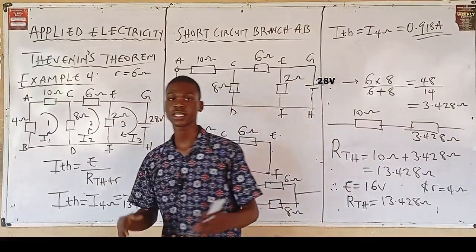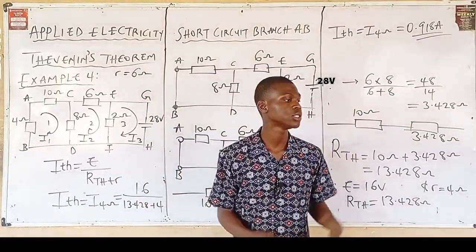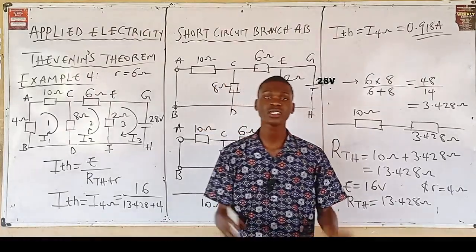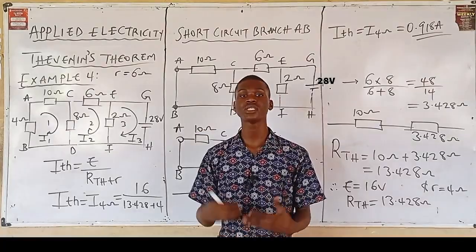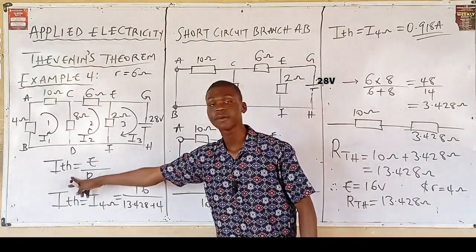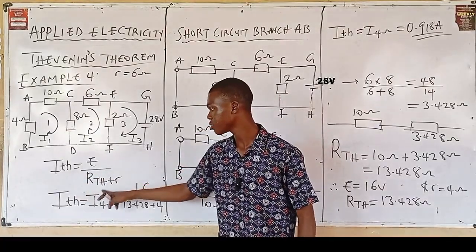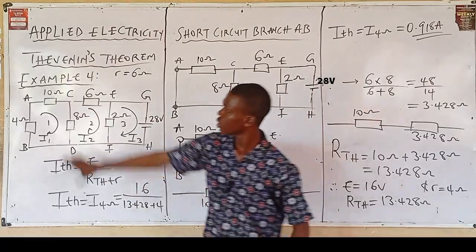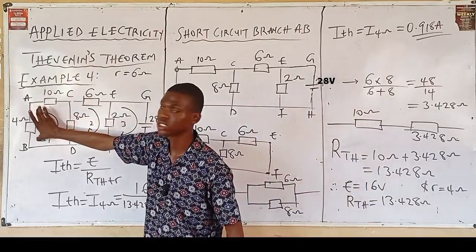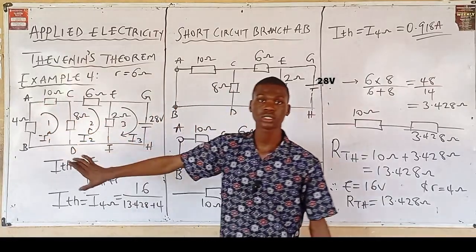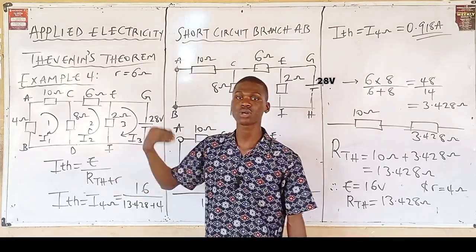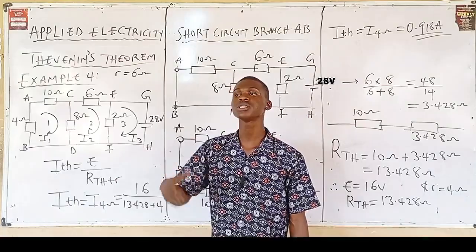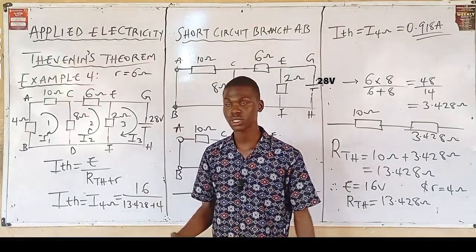Alright, so this comes to the end of this question. Given a similar question like this, the steps remain the same. First thing first, recall your Thevenin's formula, which states that I Thevenin is equal to E over RTH plus what? R. Then your first step, short circuit your load resistor, meaning whatever resistor you have to calculate the current through, short circuit the resistor. When we say short circuit, meaning you are disconnecting it.